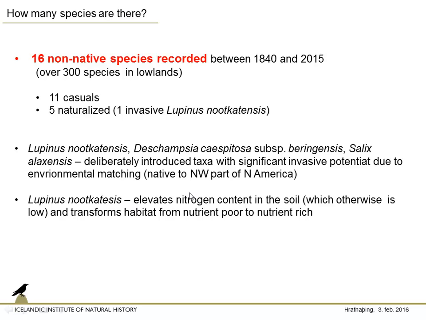Lupinus nootkatensis, I think it has the highest potential not only to invade but also to change the environment. So this impact is even bigger. Therefore, well, it can be treated as the most dangerous in a way, because it elevates nitrogen content in the soil. The content of nitrogen in soils here in Iceland is otherwise very low. And, well, this transforms the whole habitat from nutrient poor to nutrient rich.